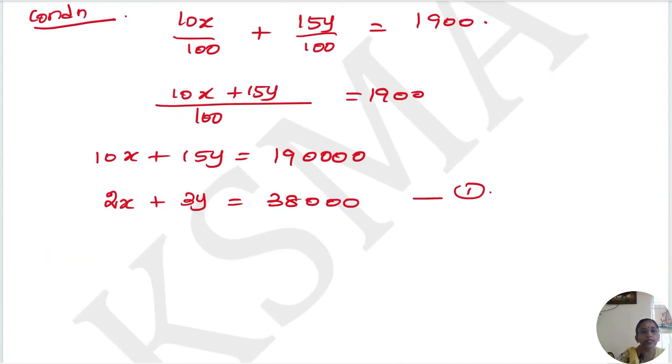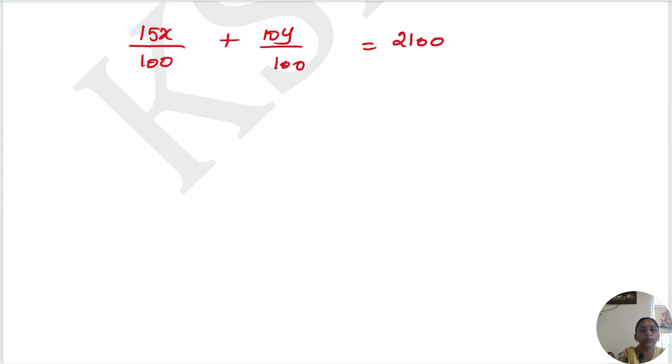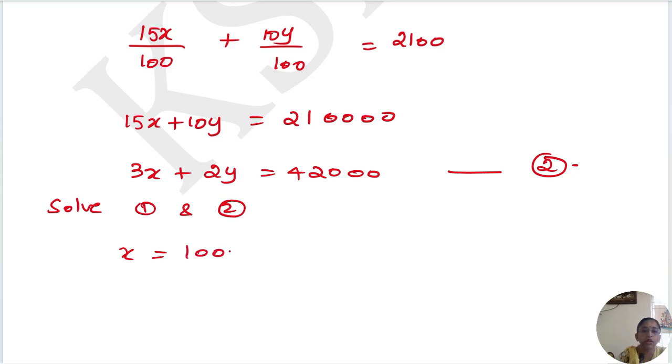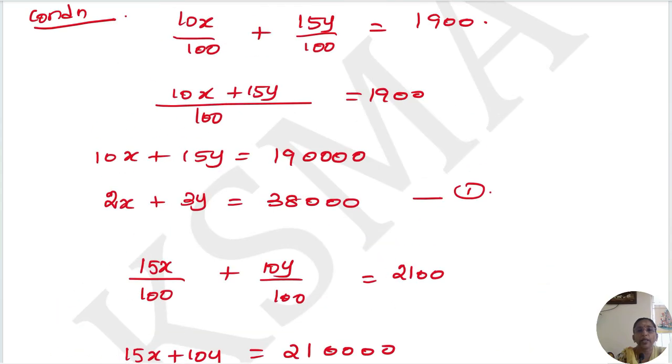So, now he has interchanged the schemes. So, 15x divided by 100 plus 10y divided by 100 is equal to 2100. Now, usual procedure, take LCM and do cross multiplication. So 15x plus 10y is equal to 210000. You can reduce your equation again. So this will be, so now solve your equation 1 and 2 so that you can get your value of x as 10,000 and y is 6,000.